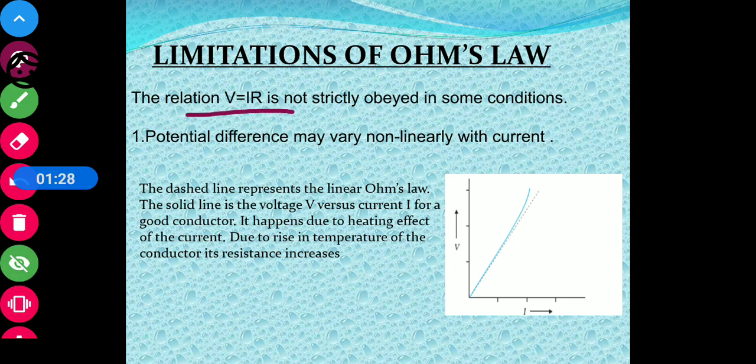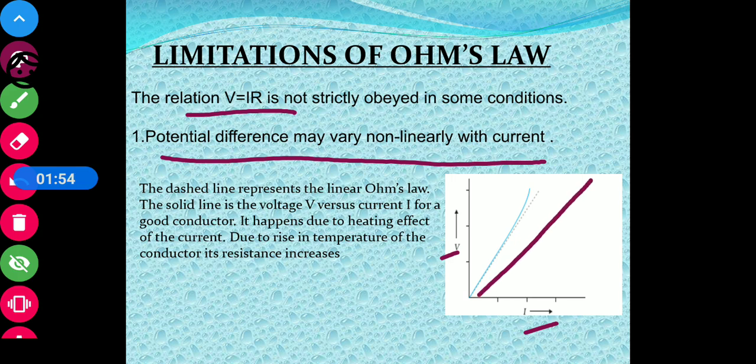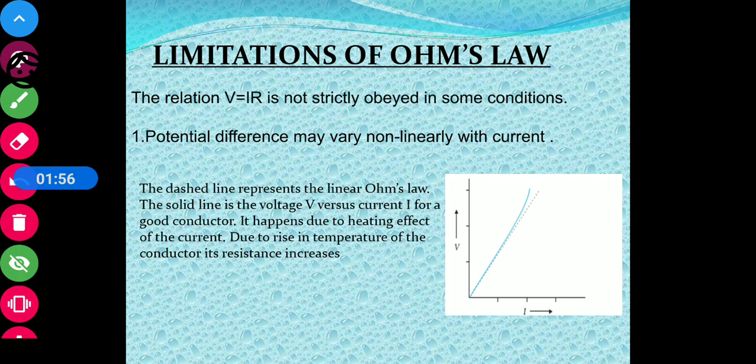Now, limitations of Ohm's law. That means the relation V is equal to IR is not strictly obeyed in all conditions. In some conditions it does not follow. The first condition is that potential difference may vary non-linearly with the current. When the current is passing through the conductor, if we draw a graph between V and I, we find that it comes in a straight line shown by the dotted line.